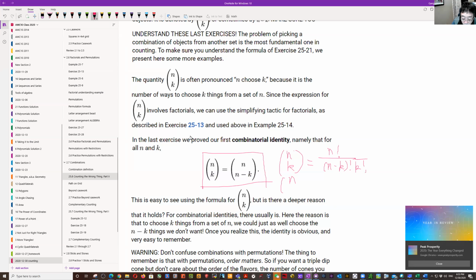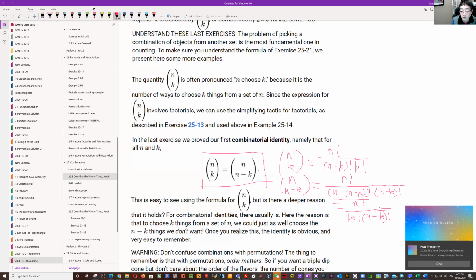Then n choose n minus k is equal to n factorial divided by n minus k factorial times k factorial. So here we have n factorial, k factorial and n minus k factorial. If you compare the definitions of those two and expand them, they are equivalent. It's very easy, and this has a huge implication.